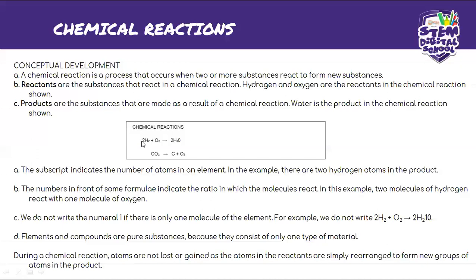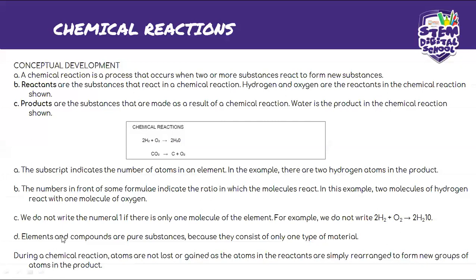Now, you see, if you look in front here, we have 2. In front here, we have 1. In front here, we have 2. So it means the mole ratio is going to be 2:1:2. Now it tells us that in this reaction, we have got 2 molecules or 2 moles of hydrogen reacting with 1 molecule of oxygen to produce what? 2 molecules of water.